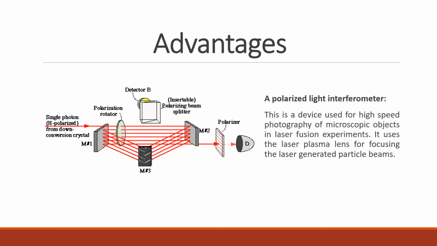Second, a polarized light interferometer. This is a device used for high-speed photography of microscopic objects in a laser fusion experiment. It uses the laser plasma lens for focusing the laser-generated particle beams.